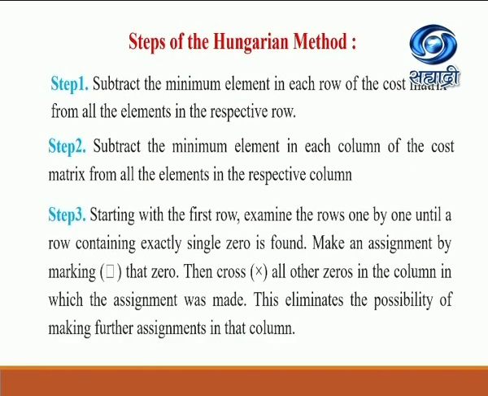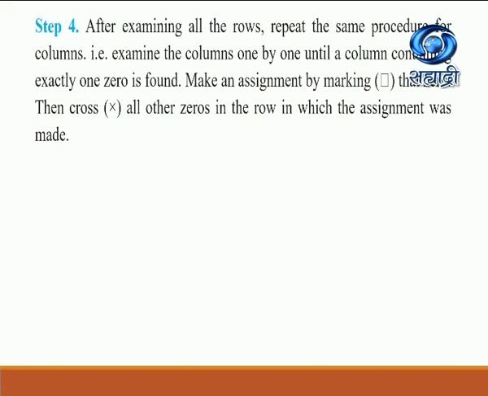Step 3 is starting with the first row, examine the rows one by one until a row containing exactly a single zero is found. Make an assignment by marking it in a square box. Then cross all the zeros in the respective column in which the assignment was made. This eliminates the possibility of making further assignment in that column. Similarly, we do the same thing for columns. After examining all the rows, repeat the same procedure for all the columns.